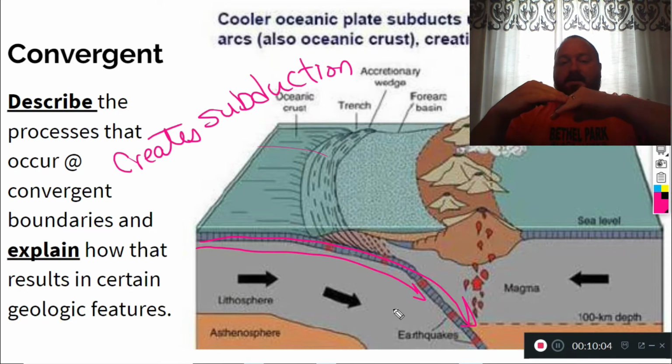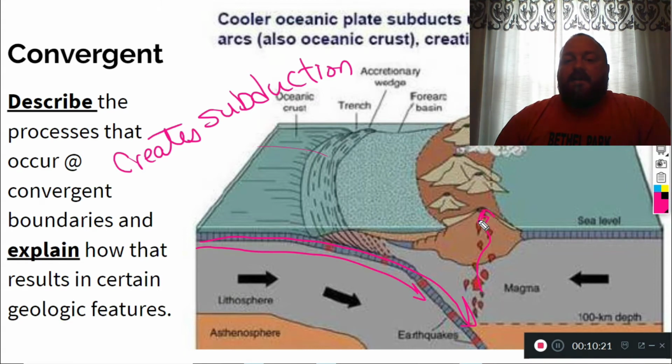As the plate subducts underneath, it's going to melt into the magma. So as that plate slides down in, the rock from that oceanic plate melts into the asthenosphere and the mantle, creating more magma. That increased magma pressure pushes to the surface and creates volcanoes. If the volcanoes are on land, it's going to create a mountain range. If those volcanoes are out in the ocean, that's what's going to create island arcs. So that would be what you'd want to say for the explain part.